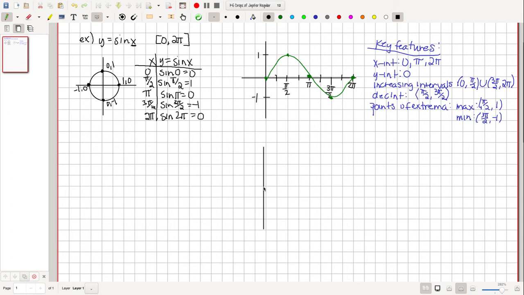Gotta love this. Let's try that again. Yikes. Okay, so. Oh wow, we're getting real good now. Remember, I am an amateur. Okay, so that looks a little better.